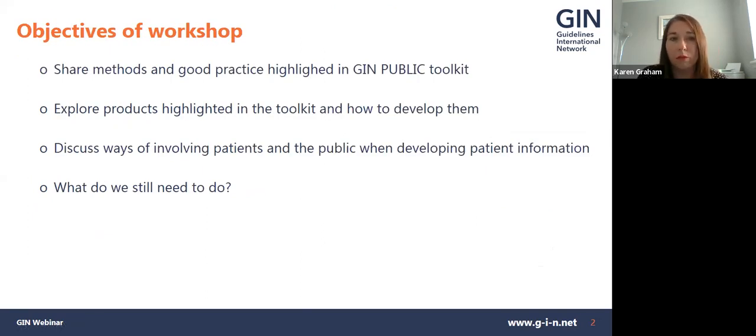So the objectives of today's workshop, we're going to share our methods and good practice that's highlighted in the GIN Public Toolkit. We'll explore some of the products that we've highlighted in that toolkit and how we've developed them and how you can develop them if you're coming to do that. And then we'll discuss some ways of involving patients in the public when you're developing patient information from guidelines. And then we'll think about what we still need to do, because there are challenges when we're producing information for patients in the public. And we'll have a talk about that with you to find out from you what challenges you might have and any solutions that you have to them as well.